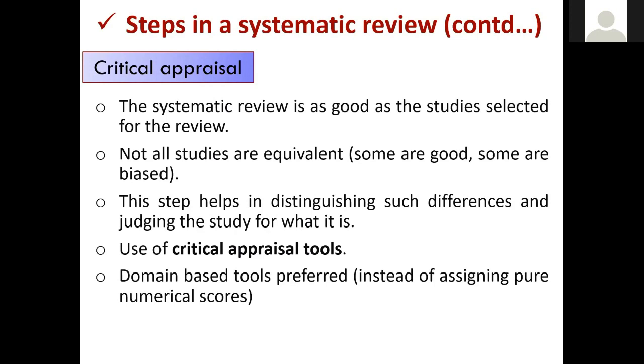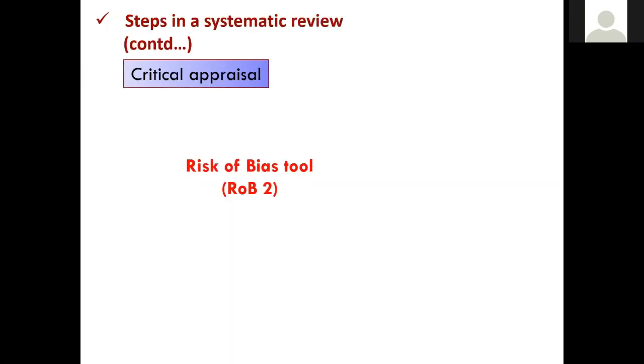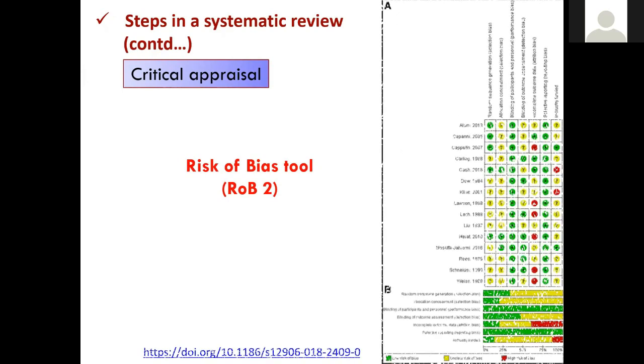There are critical appraisal tools which are domain-based, for example, a tool known as the risk of bias tool or the ROB2 tool. It is provided by the Cochrane Collaboration and is useful for interventional studies. Using this tool, the studies included in a systematic review can be classified as having a low risk or an unclear risk or a high risk of bias.